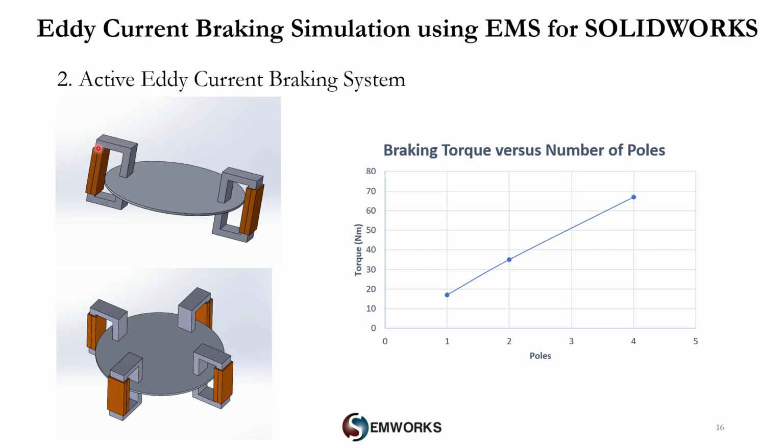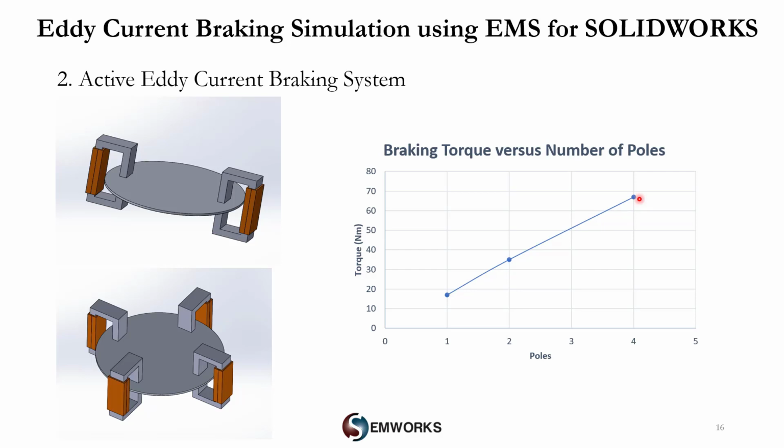We only use that feature of SolidWorks, the circular pattern, so we can duplicate our initial pole. So now we have two poles, and here we have four poles. Braking torque is shown versus the number of poles. It also increases when we add more poles. So it can be noted that the braking torque increases with the number of poles. As you can see, it has a linear behavior.